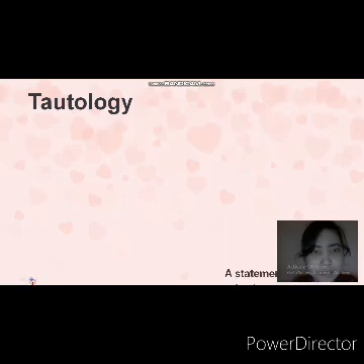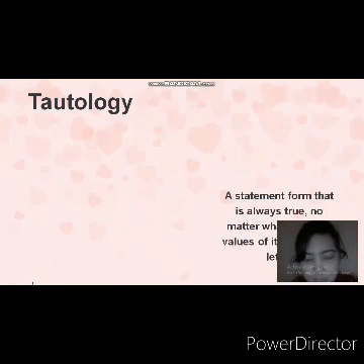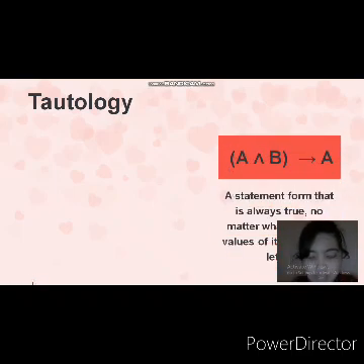Tautology. A statement form that is always true, no matter what the truth values of its statement letters may be, is called a tautology. A statement form is a tautology if and only if its corresponding truth function takes only the value T, or equivalently, if in its truth table the column under the statement form contains only Ts. Example: if A and B, then A. For proof, use truth tables.